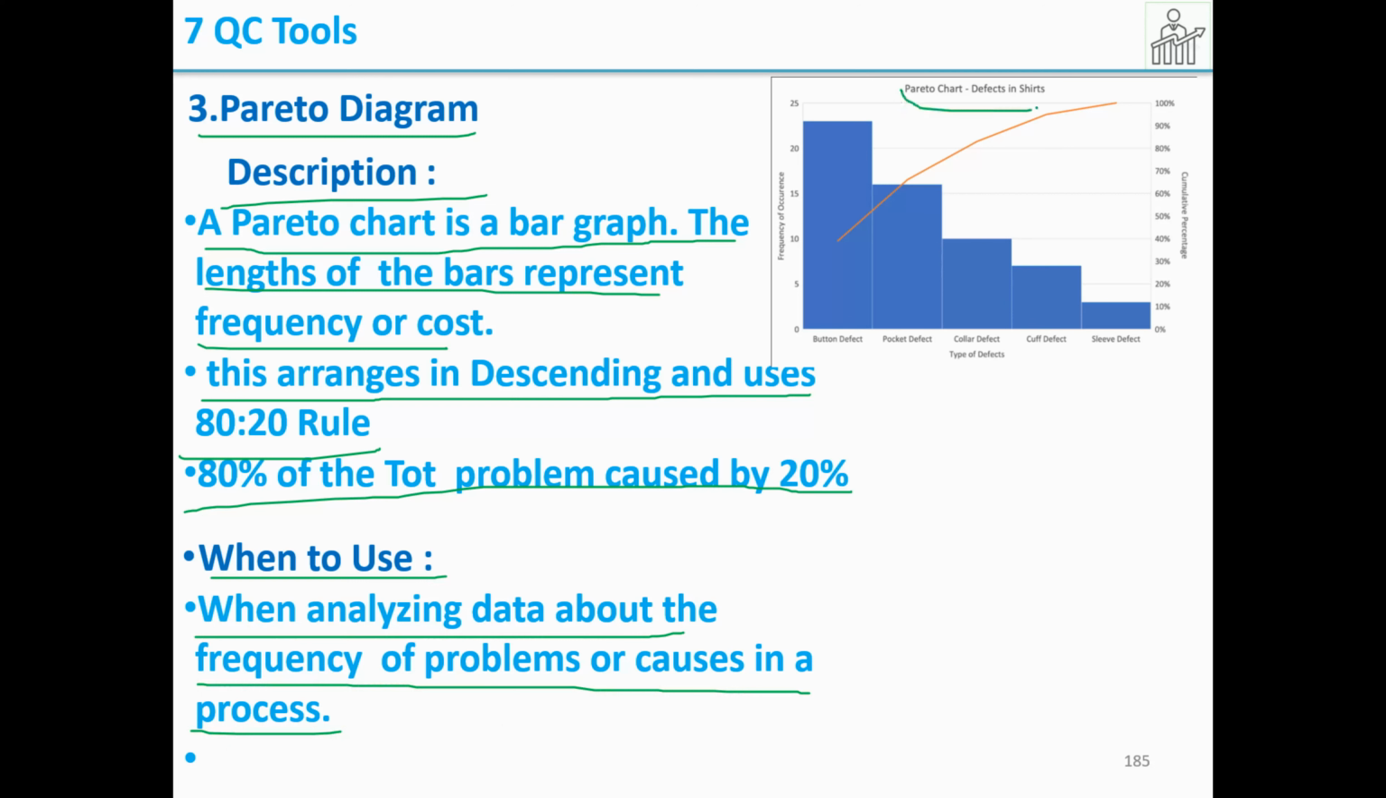So this is an example of a Pareto chart. They are arranged in descending order. So button defect and pocket defect, these two defects alone, this 20%, are contributing to 80% of the problem. The problem is money, cost. In 100 percent of the cost, only these two problems are causing 80% of the cost.